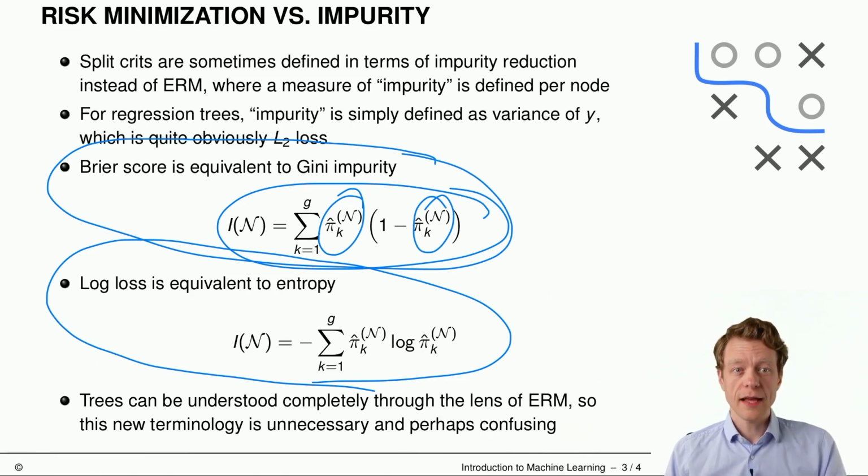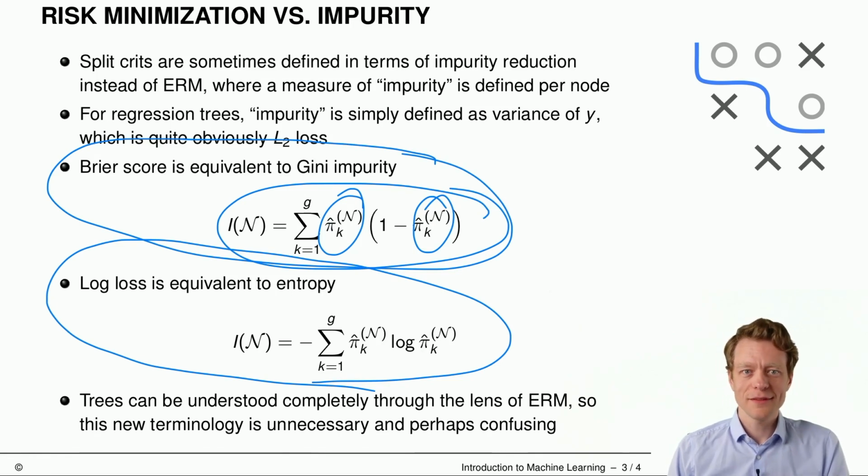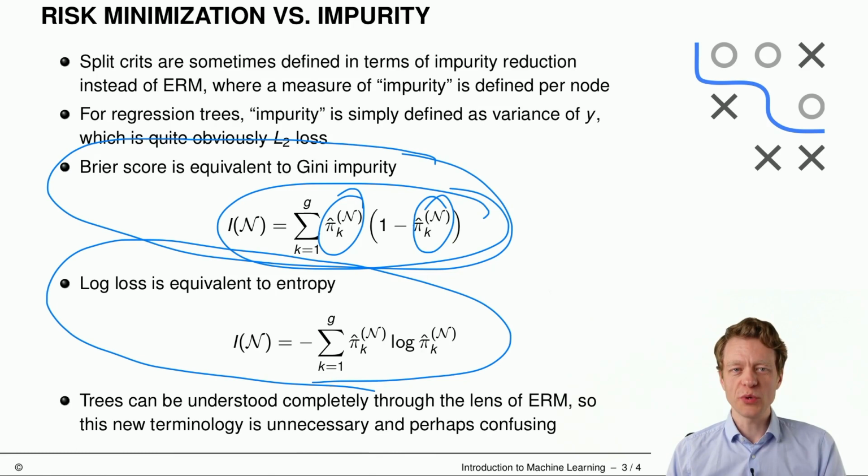So this means that trees can be understood completely through the lens of empirical risk minimization, and the new terminology of impurity is unnecessary at best and perhaps even confusing, so we will not speak too much about impurity here, but we will just stick to risk minimization.